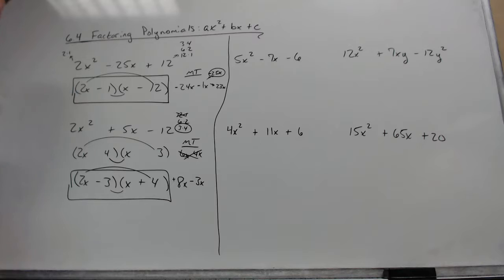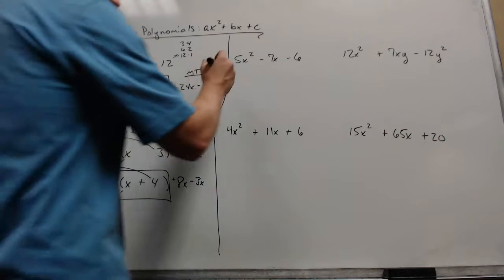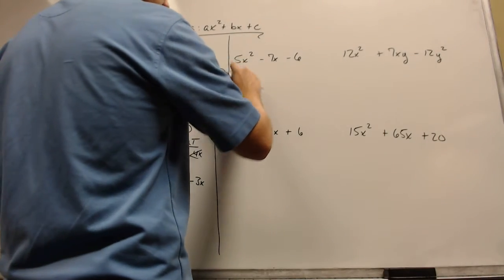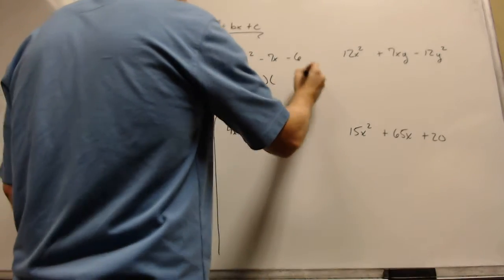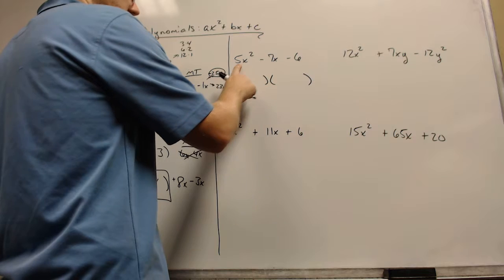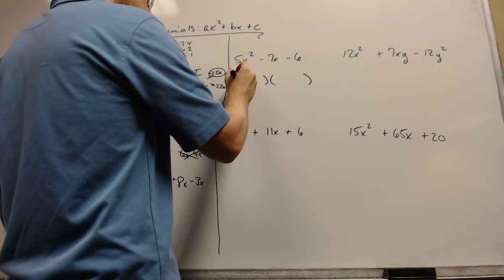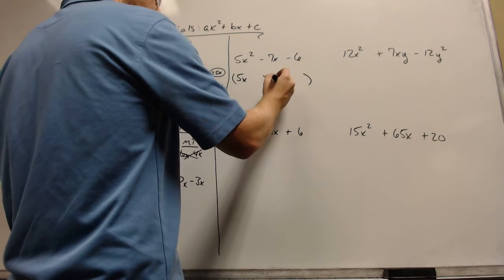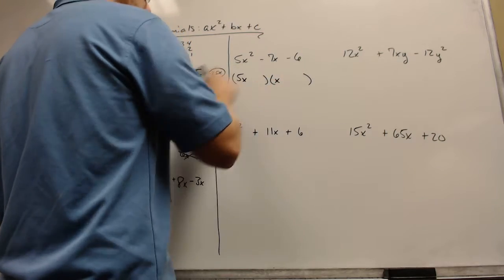And you can always double check these by foiling it out, because it's not as obvious as our previous section 6.3. If you foil it out, it'll show you that it's correct. All right, let's work through these a little bit quicker. No common factor here. This first term, 5x squared, is a nice start because I know 5 times 1 is my only possible way to get 5x squared.